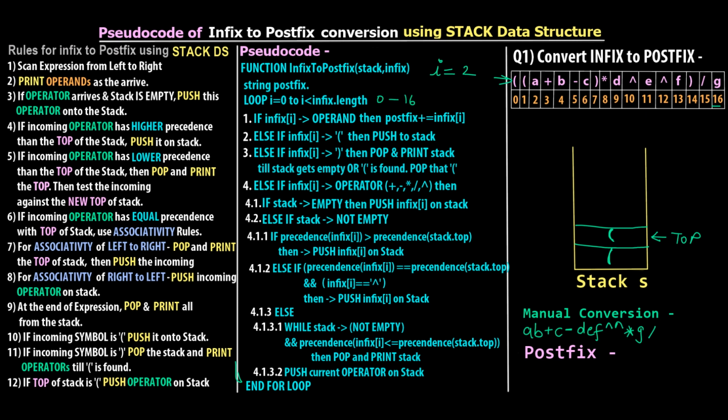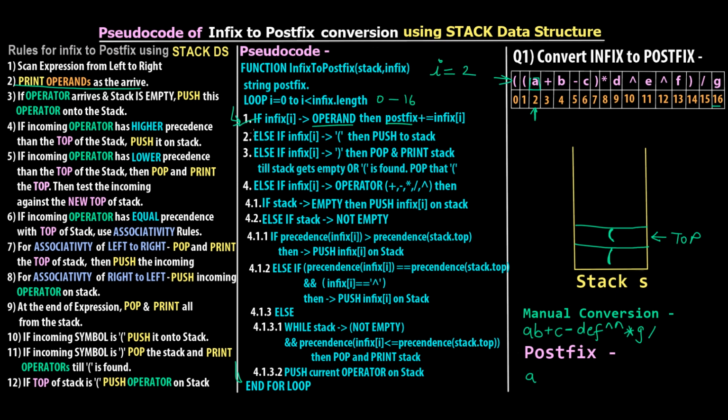I will become 2. So at I equals to 2, we are at this index position. Inside that again we will check if infix of I is an operand. And now it is true, right? A is an operand. A is a variable which is considered as an operand. So the rule for operand is print operands as they arrive. And in our case, we will append this A into the postfix expression. So postfix plus equal to means, in coding perspective, the existing expression postfix plus infix of I, which means we just want to append it to the existing postfix expression. Right now the existing postfix expression you can see is blank. So the first operand is now appended into the postfix expression. So I'm just gonna write A over here.